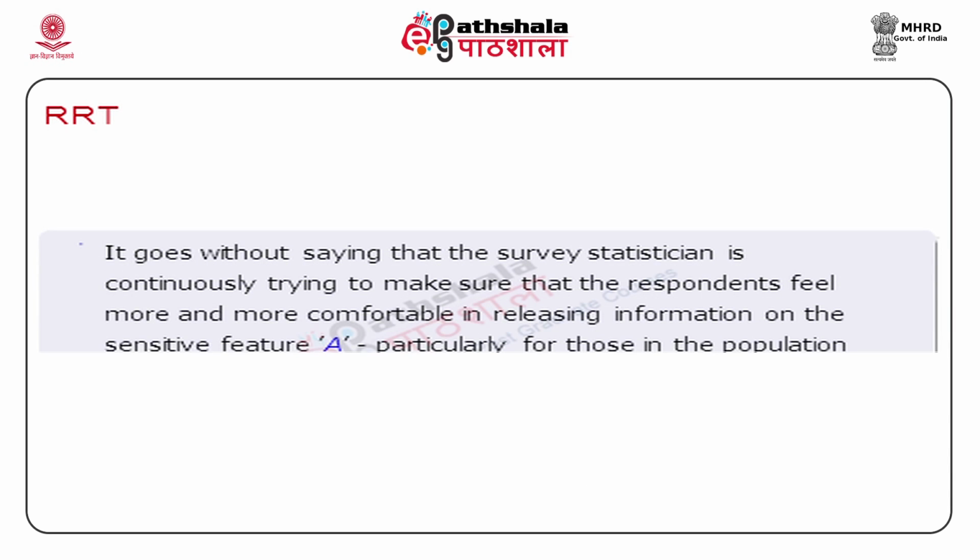It goes without saying that the survey statistician is continuously trying to make sure that the respondents feel more and more comfortable in releasing information on the sensitive feature capital A, particularly for those in the population who do possess this feature. The problem is only with those who are really possessing the feature. For those who do not possess it, they do not mind, because anyway they are saying no. If it is selected, they will say no. But for those who are possessing this feature, there is an apprehension that maybe it may not be possible to protect my privacy. So, they have to be satisfied, and that is why you are giving so many alternatives to make sure that they really feel comfortable.